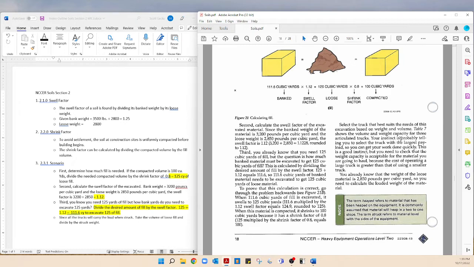My instinct was telling me to select the truck with the largest payload so you can get your work done quickly. This is a good instinct, but you need to check that the weight capacity is acceptable for the material you're hauling, because the cost of operating a large truck is greater than a small one. But let's go back up here.